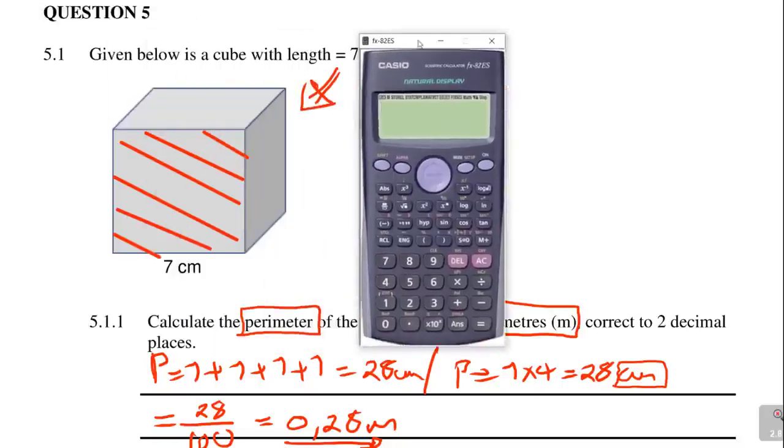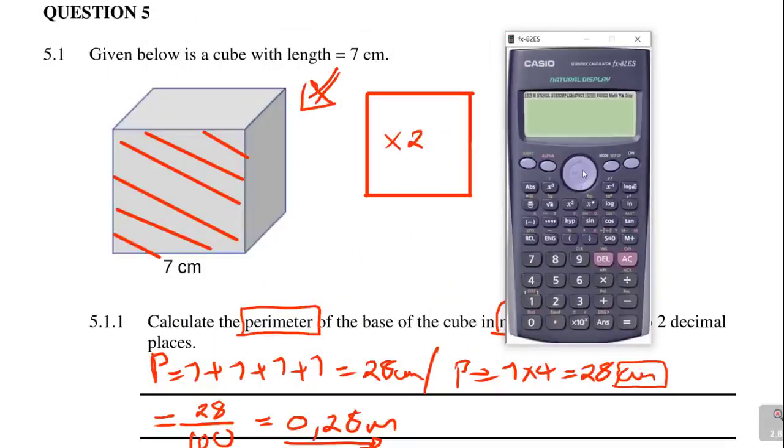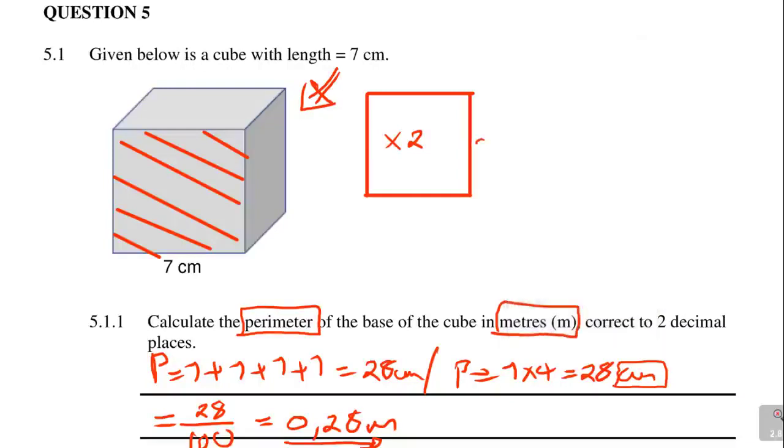Remember, from centimeters to meters, from the smaller to the bigger you divide. So you say 7 divided by 100. It's better already to work with what? With meters. It's 0.07. So here I've got 0.07 meters and 0.07 meters. But don't forget, there are 2 of them.